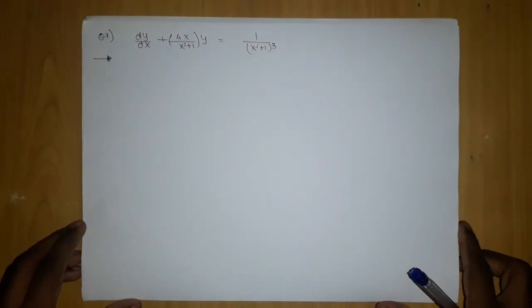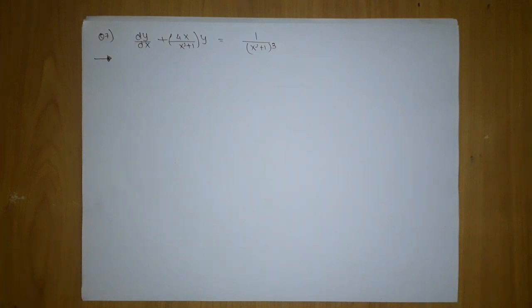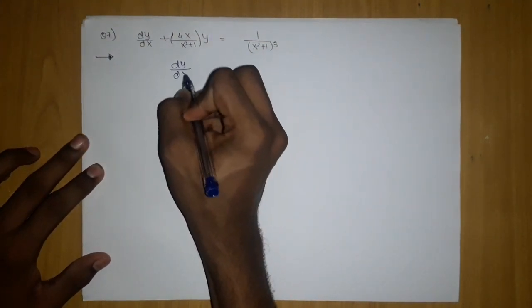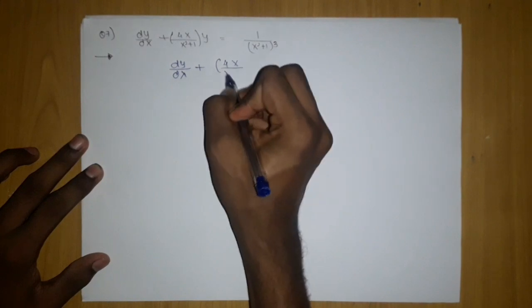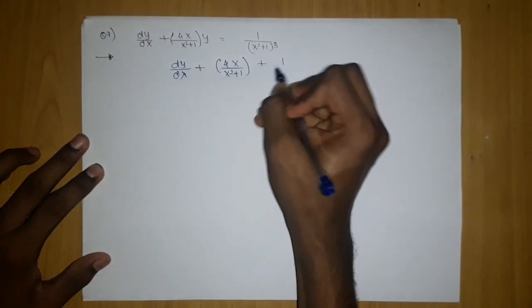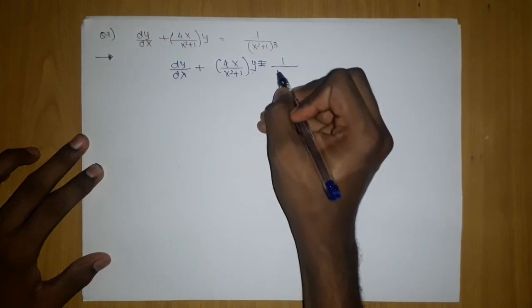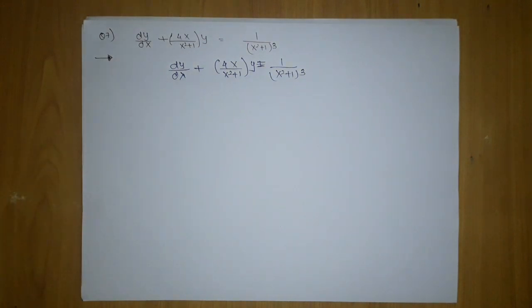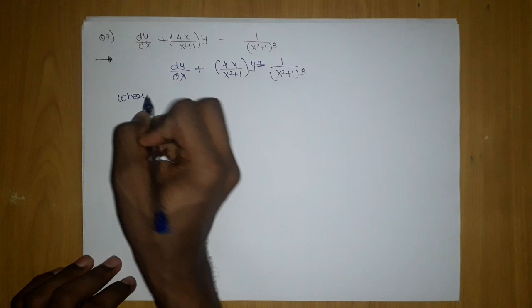The question is this. Question 7 says dy by dx plus bracket 4x upon x square plus 1 into y is equals to 1 upon x square plus 1 the whole cube. So what we are going to do, first writing the given differential equation as dy by dx plus 4x by x square plus 1 into y is equals to 1 by x square plus 1 the whole cube. So this is in proper format. So this is a first order linear differential equation of the form dy by dx plus p of x into y equals to q of x.